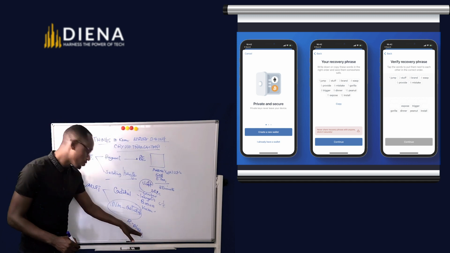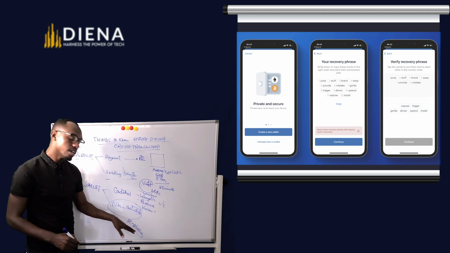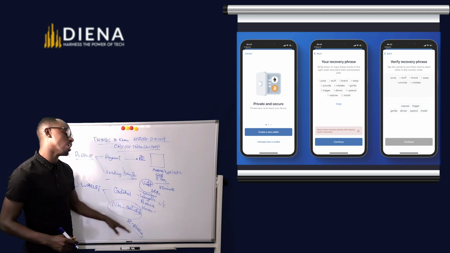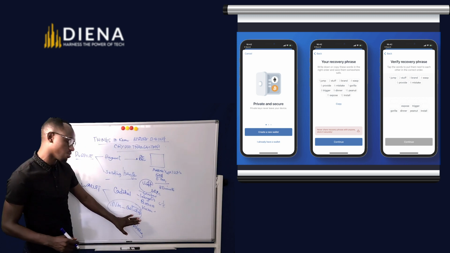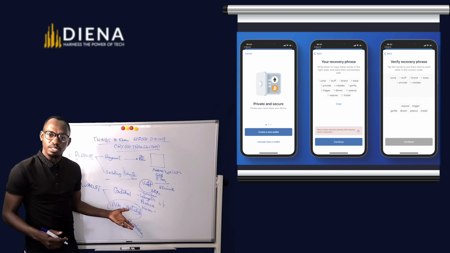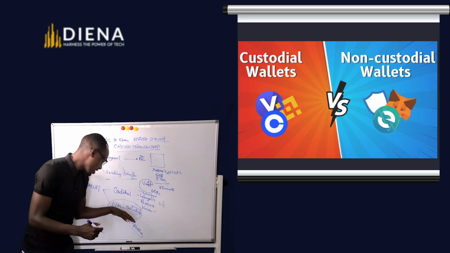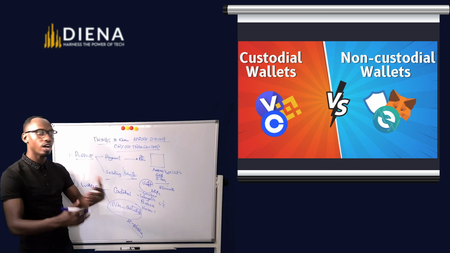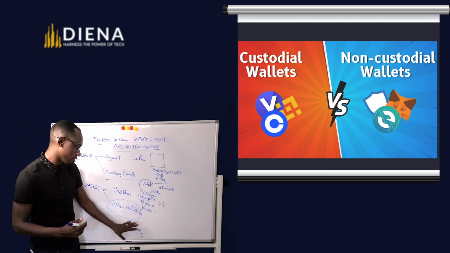And also, if you lose these 12 words, 12 phrases, that means even the owners of the wallet can never help to recover your funds. So you have to be very careful when you have this kind of wallet. And if you are new to this industry, I think you should start using this wallet. And then when you are well aware, you can start using the custodial.